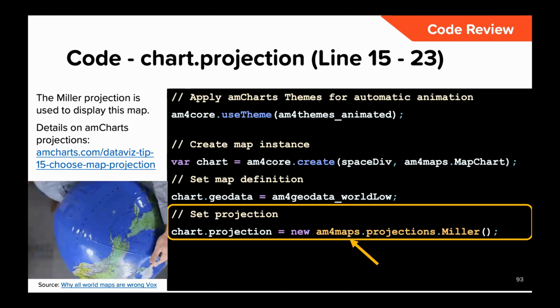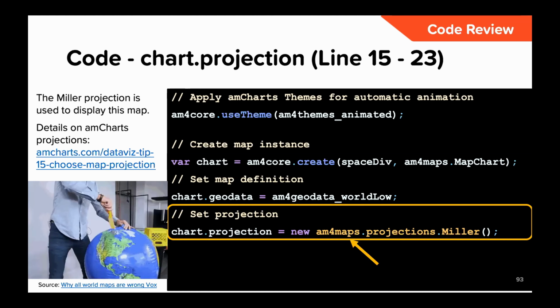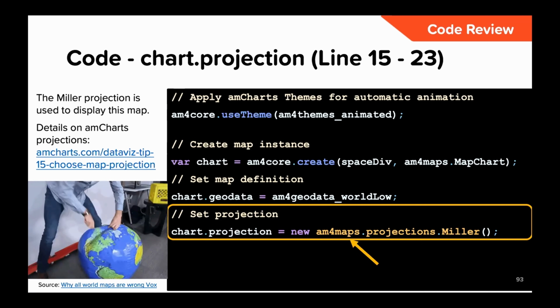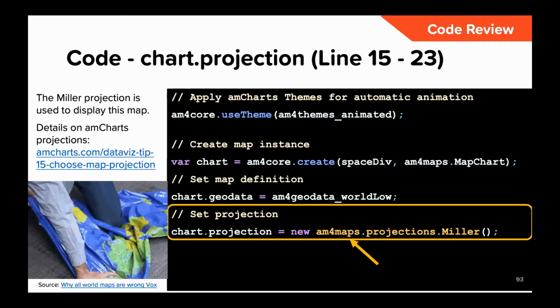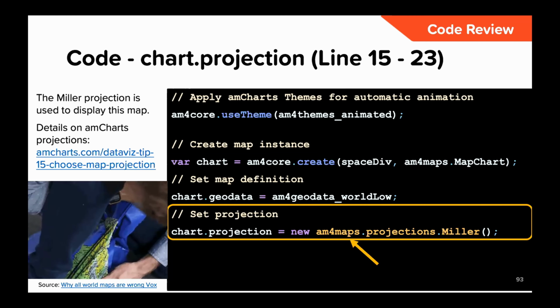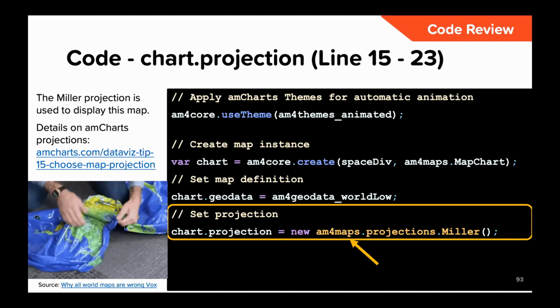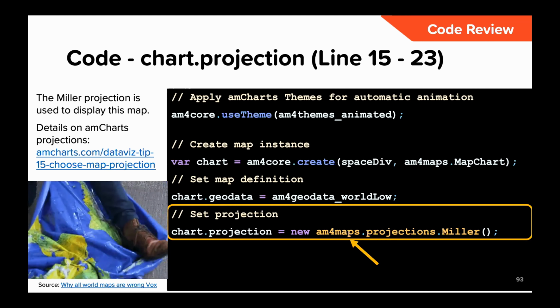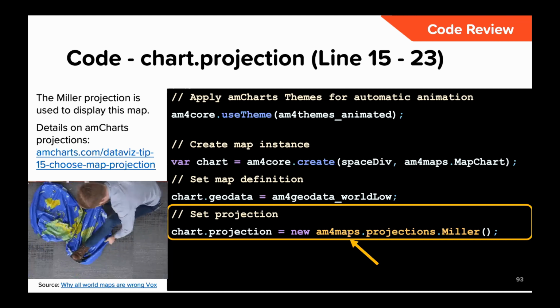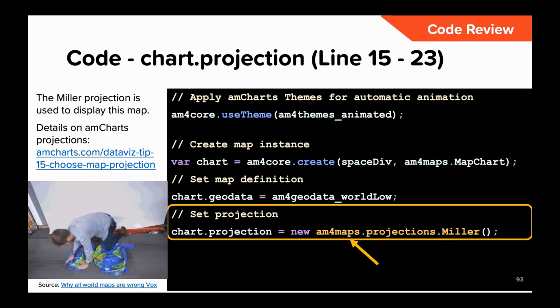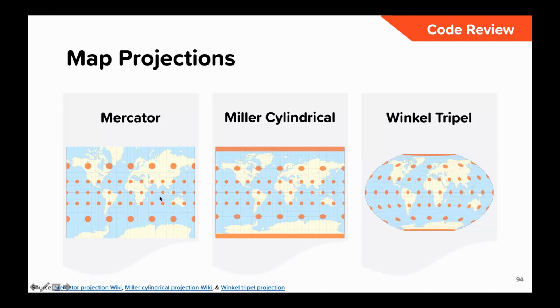And then the Miller projection is a particular kind of way of formatting a map so that it basically takes a round earth and displays it in a rectangle. There are various different kinds of projections. The most famous one, I think, is called Mercator. We're using the Miller cylindrical, which distorts countries a little differently.